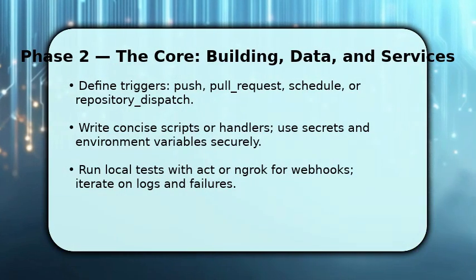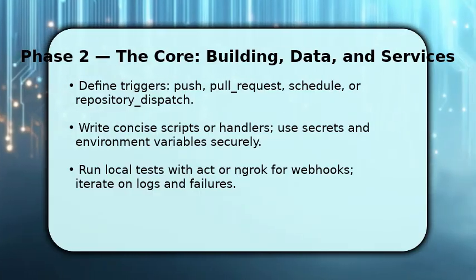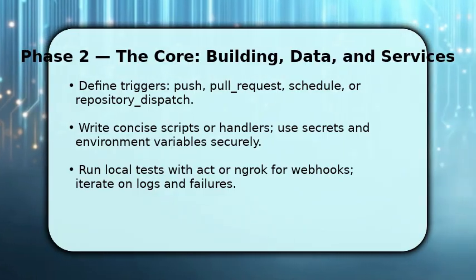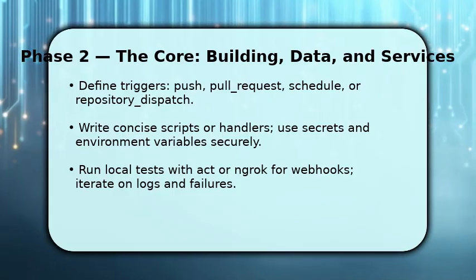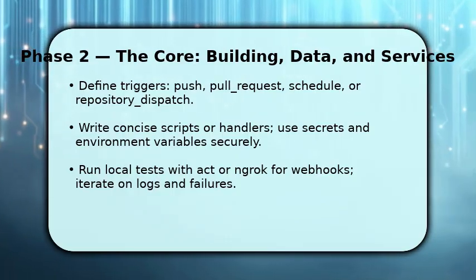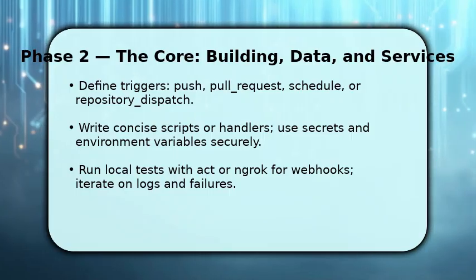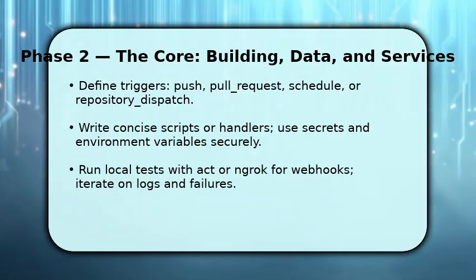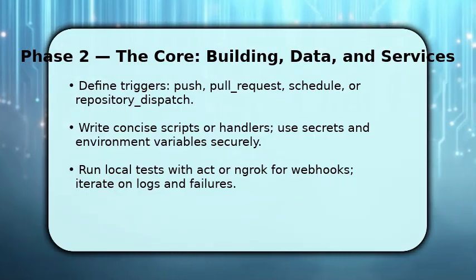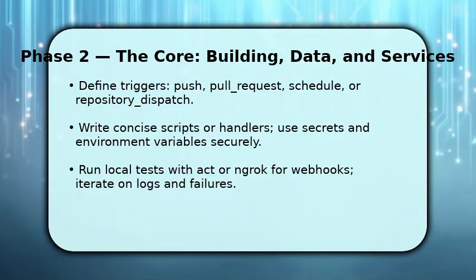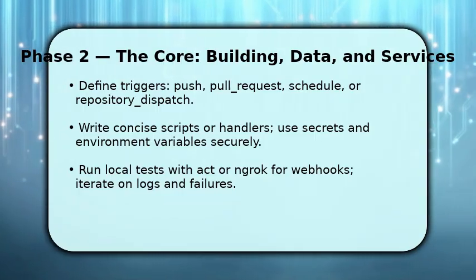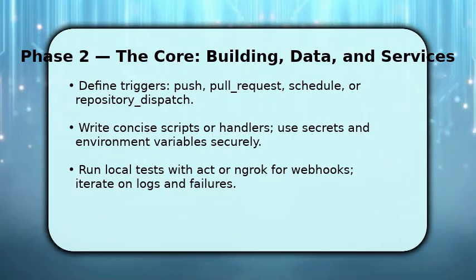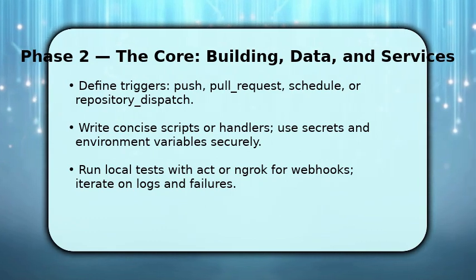Now configure behavior and test. Start by specifying triggers: push, pull request, schedule, or repository dispatch, so the bot runs only when intended. Next, implement handlers or workflow steps and reference secrets securely, never hard code tokens. Once written, run local emulation with Act for Actions or expose a dev server with ngrok for webhook apps. Watch logs closely. Fix errors, tighten permissions, and rerun until results match expectations. Because reliable automation depends on repeatable, observable runs.